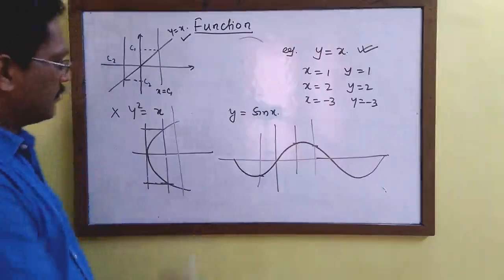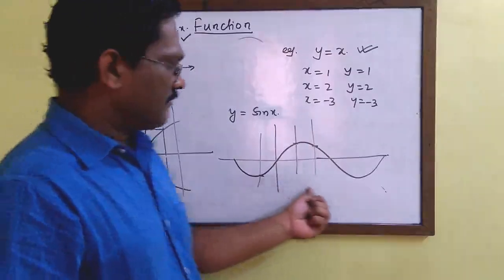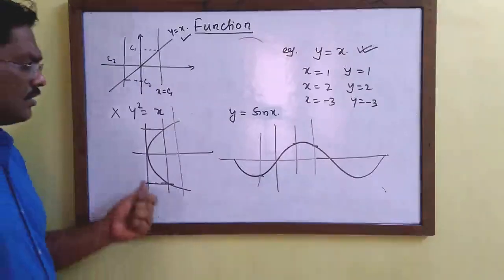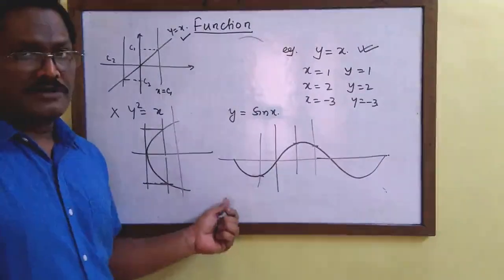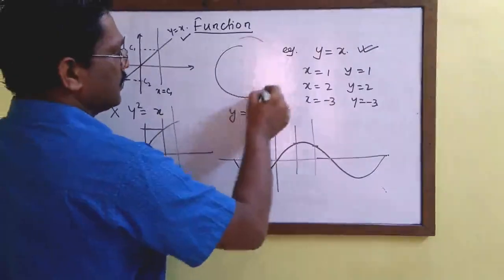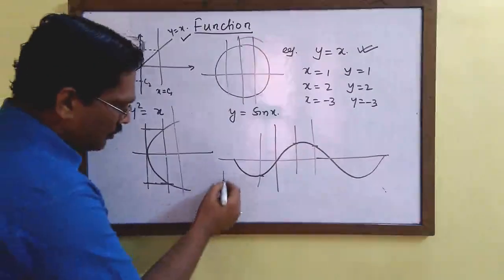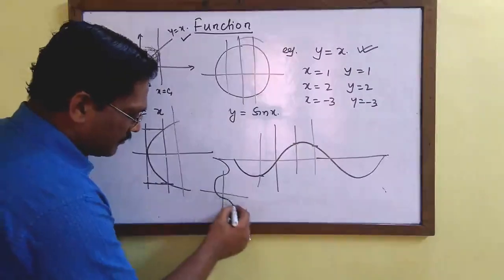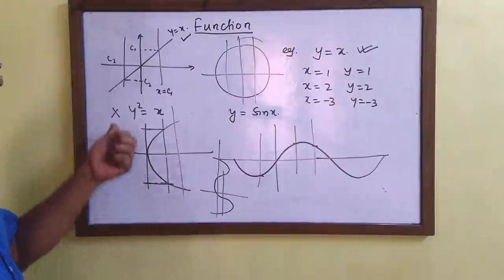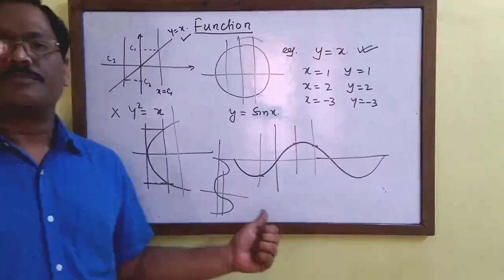If a straight line drawn parallel to y-axis intersects a graph at one point, then the graph definitely represents a function. But if it cuts the graph at more than one point, like in this case y square equal to x, or I can take the example of a circle, it cuts the graph at more than one point, or you can have any such relation, suppose it represents like this. So this is also not a function, this is not a function. So it will be an ordinary relation, but it will never be called a function.